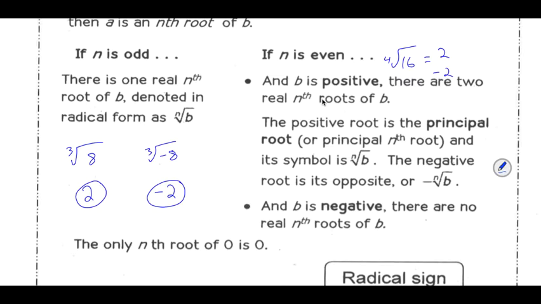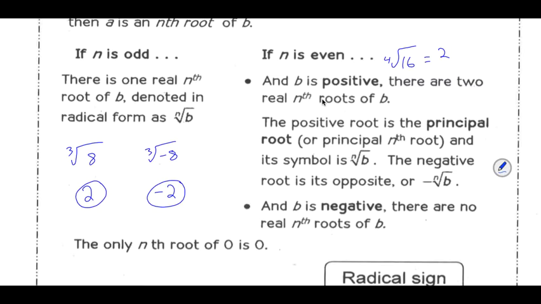If we multiply 4 2's, we get 16. If we multiply 4 negative 2's, we also get 16. But remember, the positive root is the one that we call the principal root. So if you just see that symbol, you're supposed to assume it's the positive, okay?